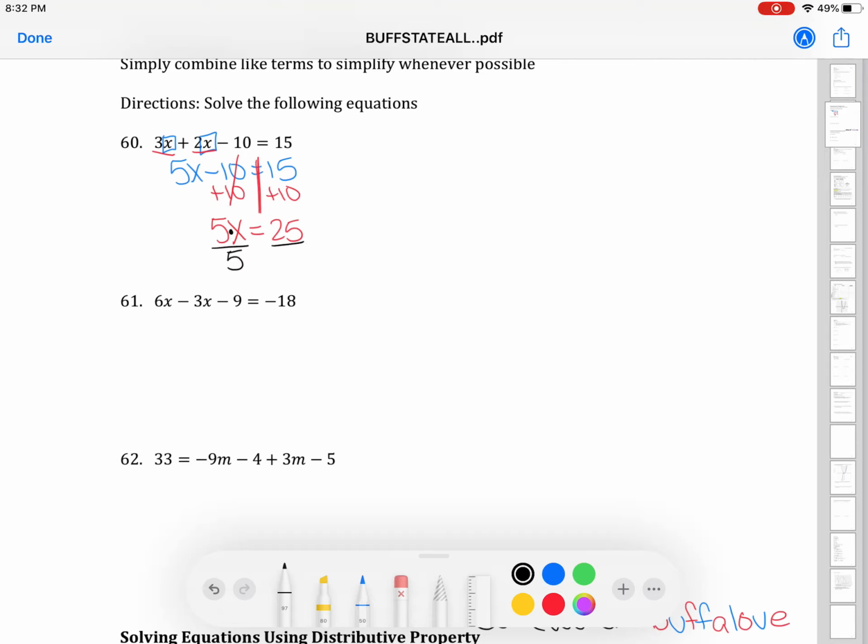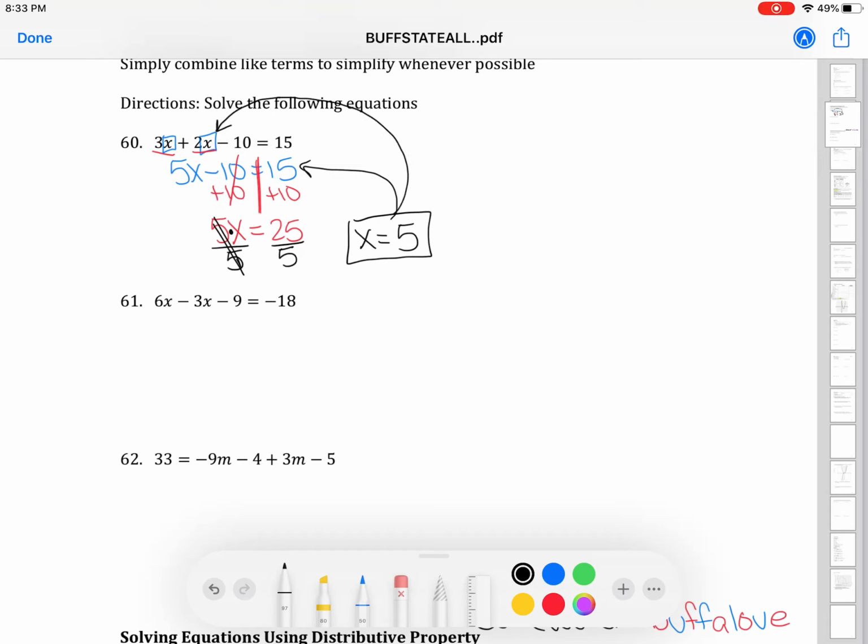Okay, x is still not alone. That's how I know I'm not done. x is being multiplied by 5, so to undo times 5, I divide by 5. Divide by 5, so those 5's cancel, and then I get x equals 25 divided by 5 is 5, so my final answer is 5.